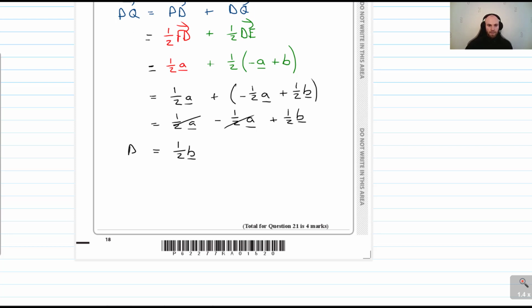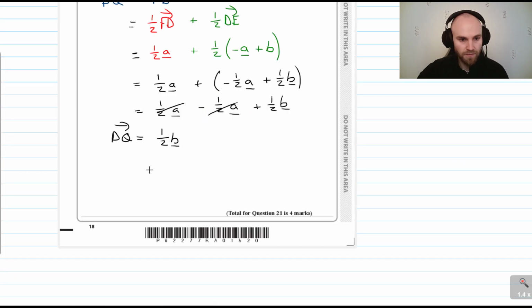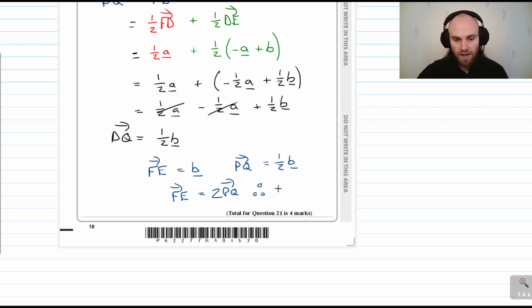So PQ, or P to Q, is a half B. So I'm just going to write that in there for P to Q. That is going to be a half B. So F to E equals B. P to Q equals a half B. You could say F to E equals 2PQ. Therefore, it is parallel.